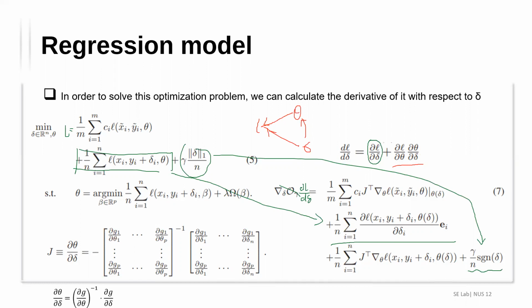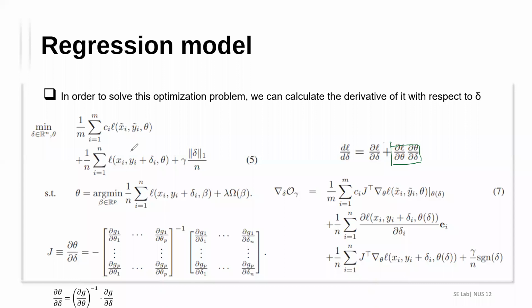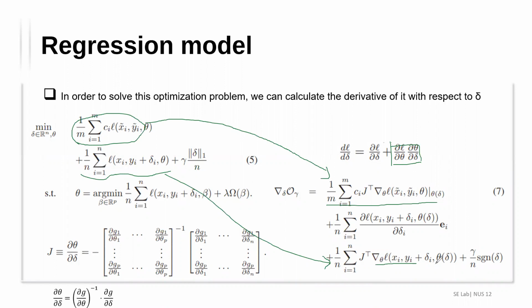And then, let's look at this part. So this part contributed to this part. So J is partial theta over partial delta. So first they calculate the partial L over partial theta times J. And this one contributed to this part. And J is partial theta over partial delta. Is that clear?